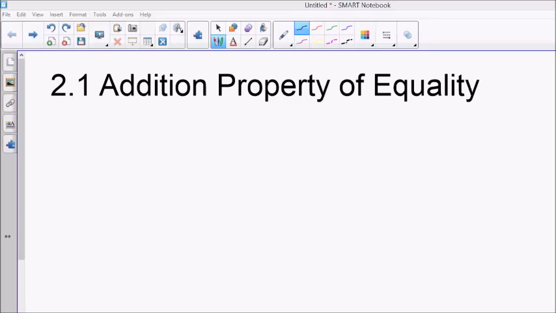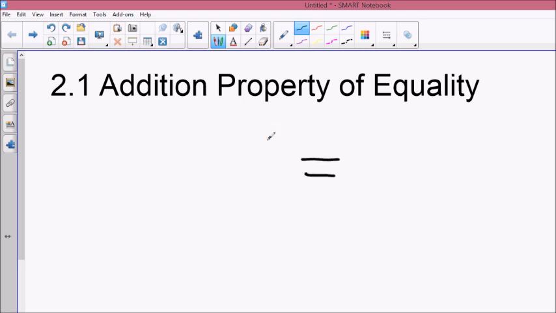Section 2.1 is the section on the addition property of equality. What we're going to do in Chapter 2 that's different from Chapter 1 is we're going to be working with equations instead of expressions. What makes an equation different from an expression is that an equation has an equal sign in it. The equals sign indicates what our words say, is that two quantities are equal to each other or they're worth the same amount.